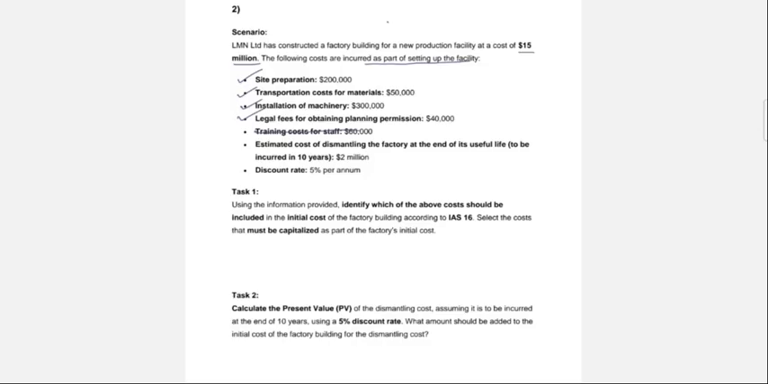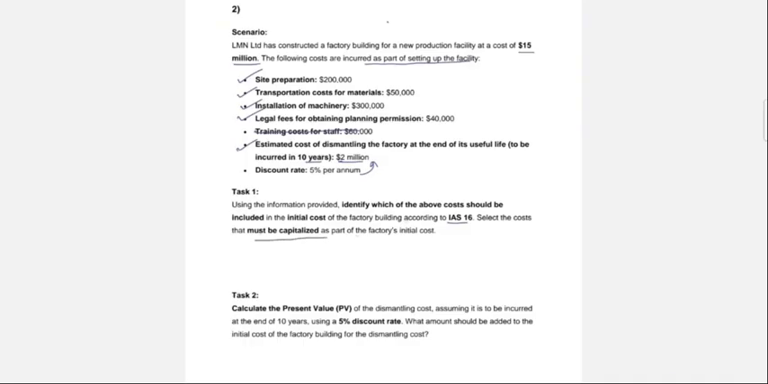No. Business headache. Estimated cost of dismantling the factory at the end of the useful life, to be incurred in 10 years, is 2 million? Yes. Discount rate? Yes, it will be helpful to calculate the present value of this dismantling cost. So, using the information provided, identify which of the above costs should be included in the initial cost of the factory building according to IAS 16.